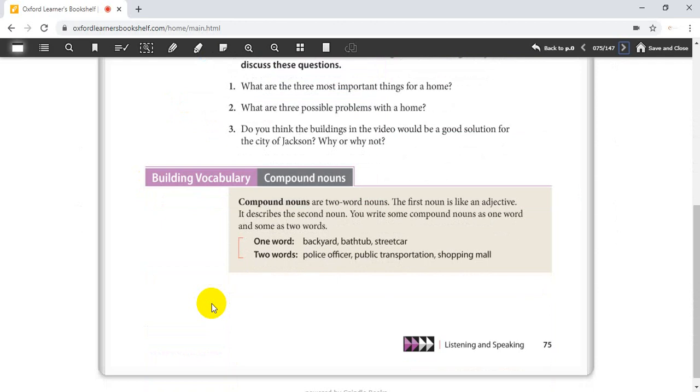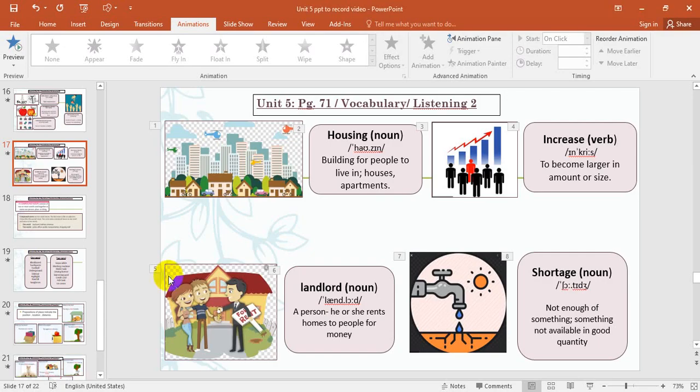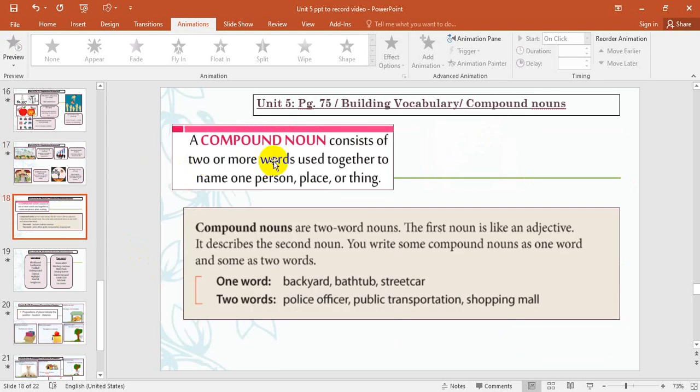Compound nouns, page 75. Building vocabulary. Now let's have a look. What are compound nouns? A compound noun consists of 2 or more words used together to name one person, place, or thing. So these compound nouns are 2 or more words which we use together to define one person or a place or a thing.